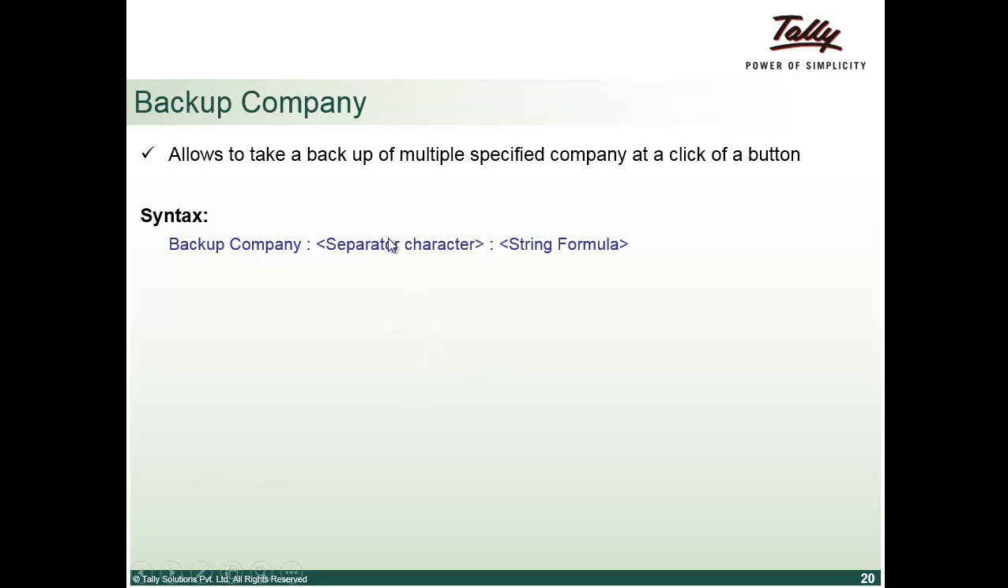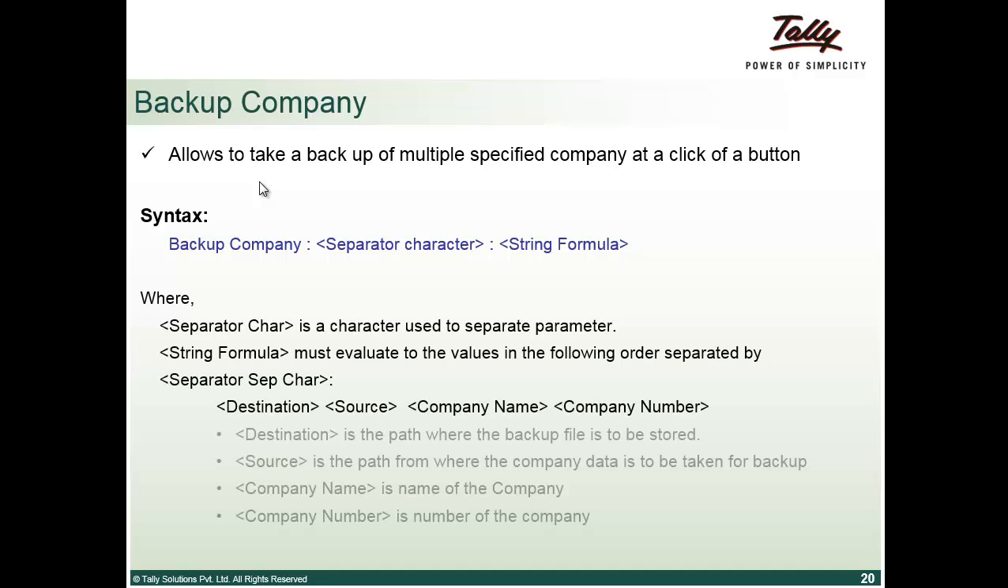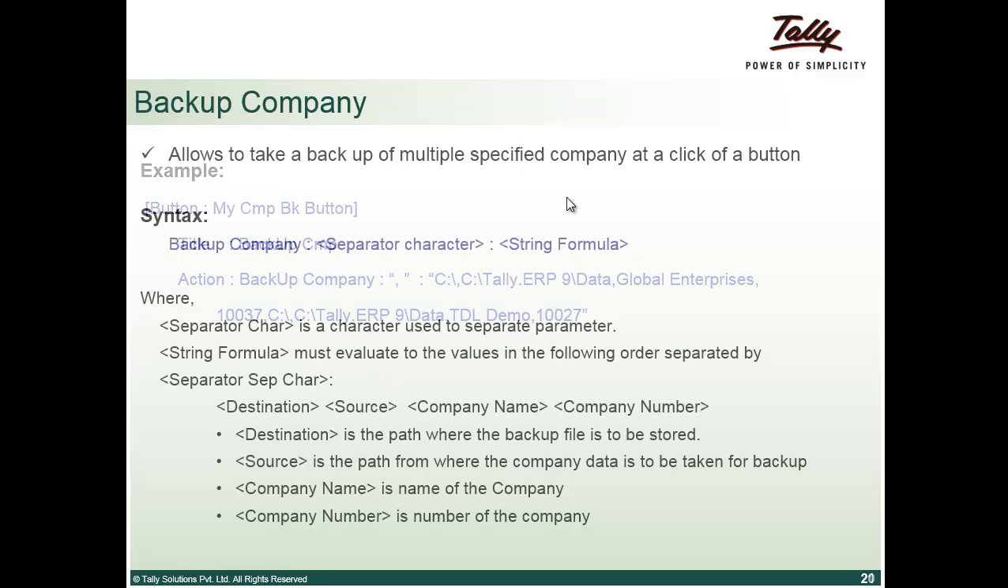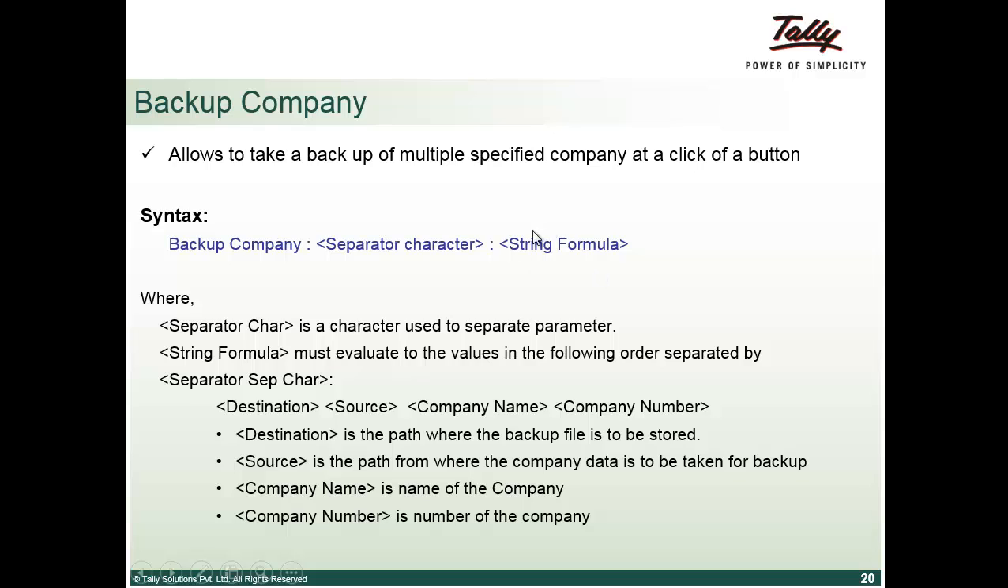So for this, backup company, it allows the backup of multiple specified companies at a click of a button. So with the help of this particular action, it's not that you can take a backup of one company, you can take backups of multiple companies. So let's see the syntax. The syntax is backup company, separator character, and there is a string formula. So what goes in the string formula is the destination, the source, the company name, and the company number.